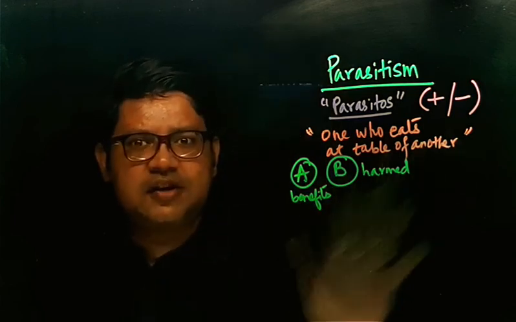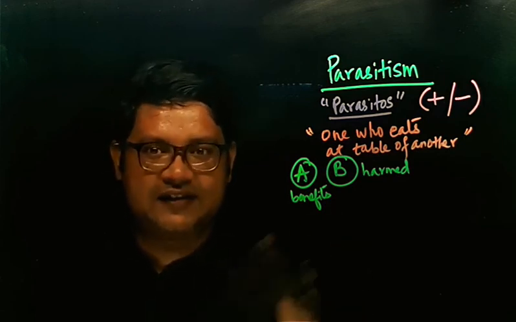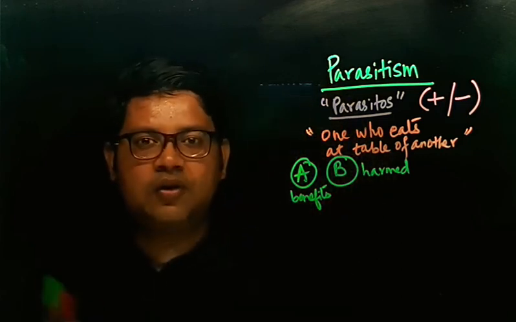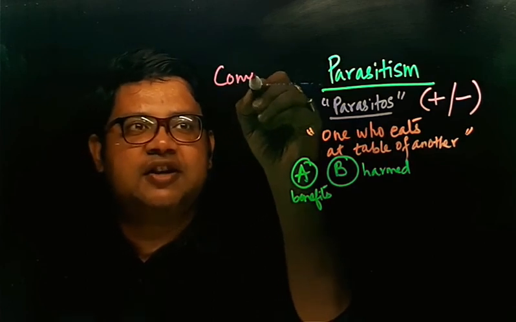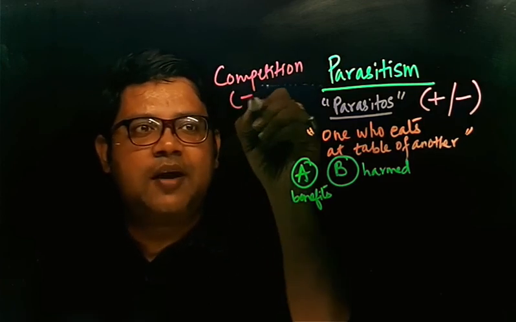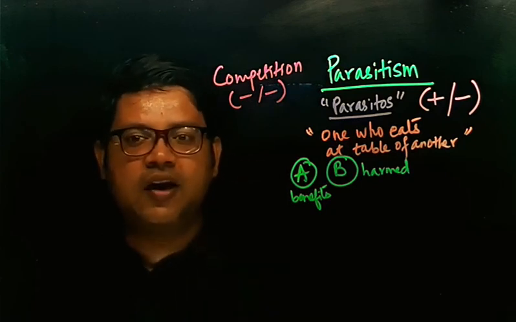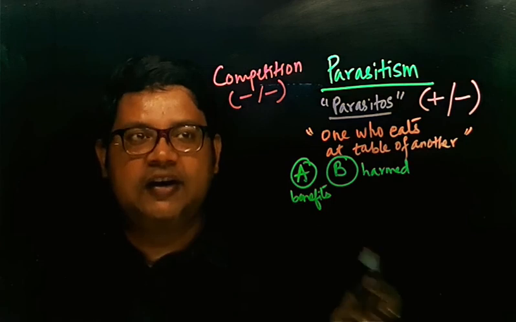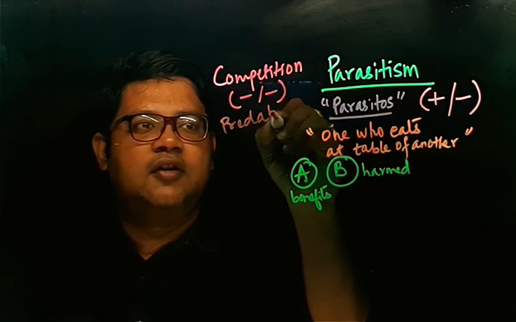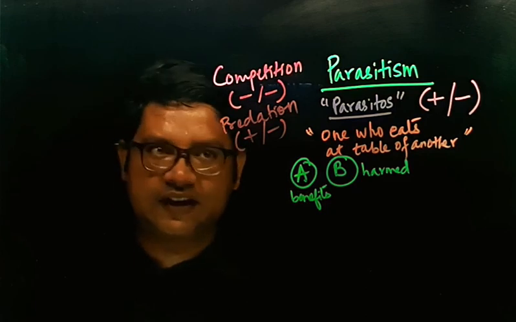Now, I just want to summarize this part of the lecture, the introductory part to the interactions, so just remember this. First, we talked about the first interaction, which was competition. Competition was denoted by minus oblique minus. In these interactions, both of the species were harmed, not getting benefited. Second, we talked about predation. In predation, one was getting benefited and the other species was getting harmed.